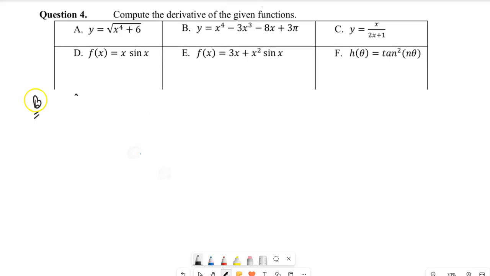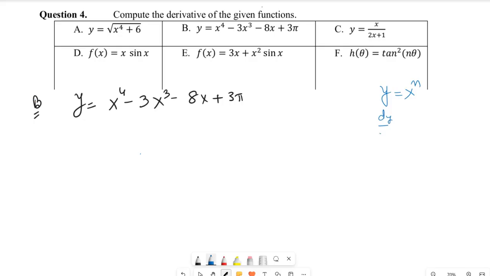Let's work on part B. y is x^4 minus 3x cubed minus 8x plus 3 pi. The formula which is being used here is the simple power rule. If y is equal to x^n, dy/dx is the power comes down, power 1 less. Also, if y is a constant, then dy/dx is just 0.